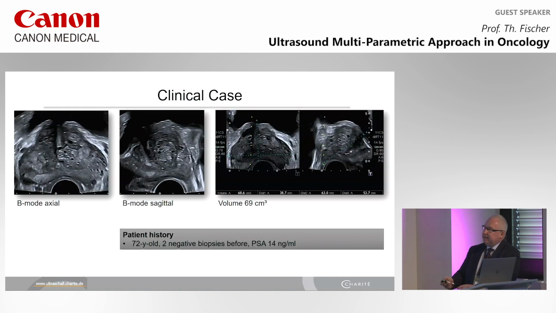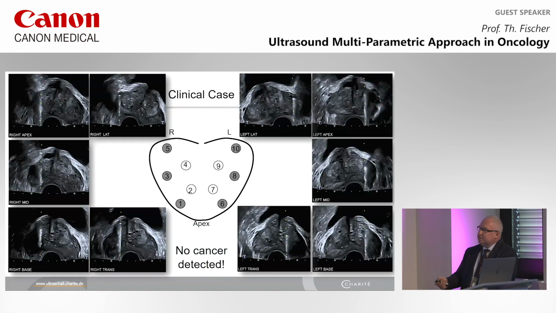And this is a real clinical case. This is how it looks like. B-mode scan, axial, sagittal view, volumetric measurement, prostate is enlarged, and that's the history of the patient, 72 years old, 2 negative biopsies before, and a really high PSA level. So that means there must be a cancer inside, but you see it's very difficult. So first of all, we use our schema, do a 10-core sampling, and the problem is no cancer was detected. That's the reality in most of the European countries.